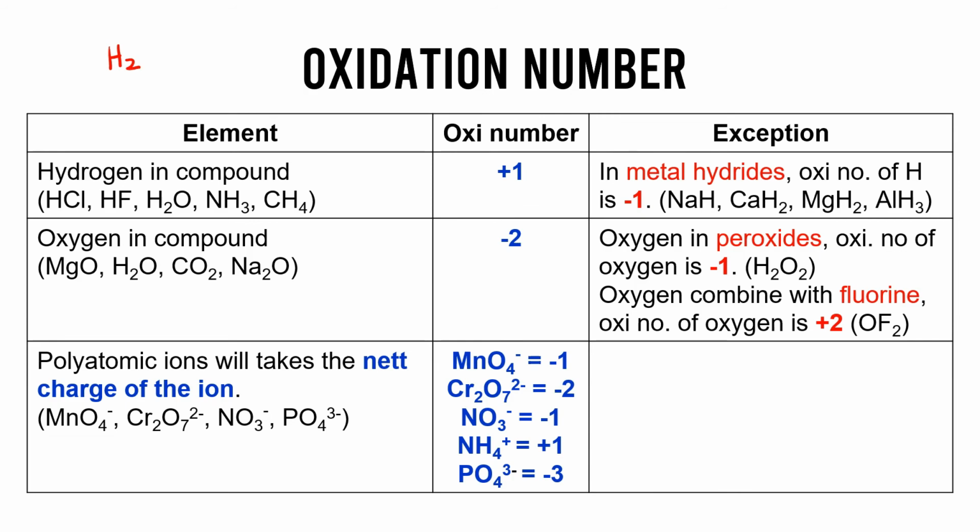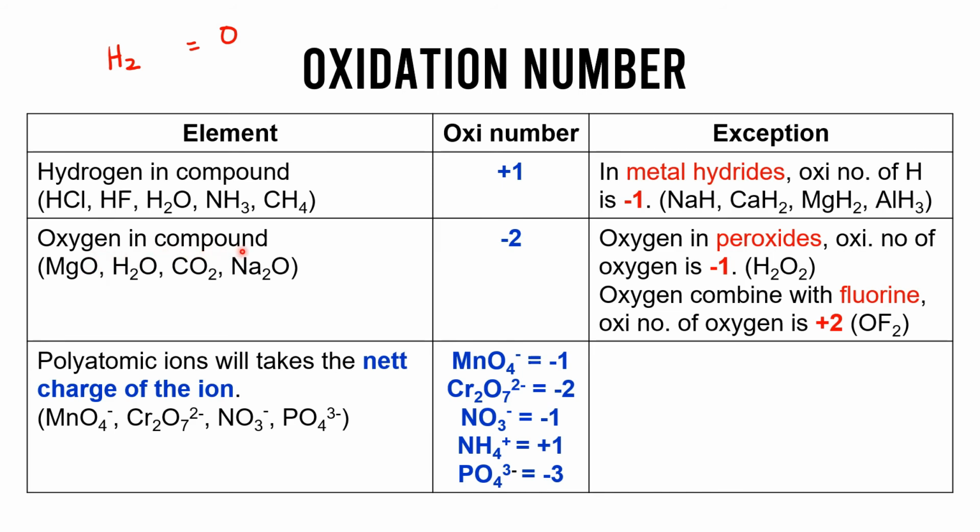Hydrogen, when it is in the form of a free element or uncombined, the oxidation number will be 0. But when hydrogen is in a compound, such as in HCl, HF, water, ammonia, and CH4, the oxidation number of the hydrogen here will become +1. Exception in metal hydrides: the oxidation number of hydrogen is -1. So what are metal hydrides? It is when hydrogen combines with metal. So NaH, CaH2, and so on.